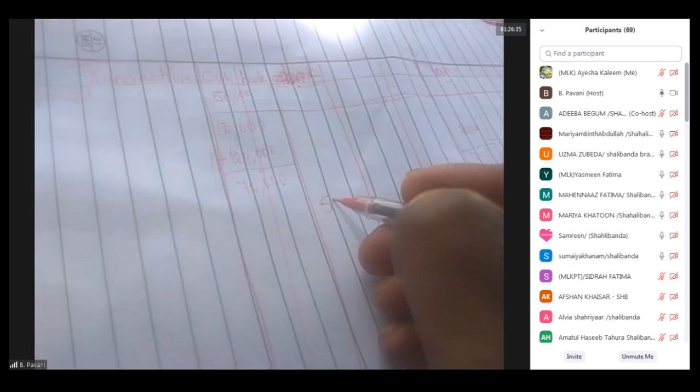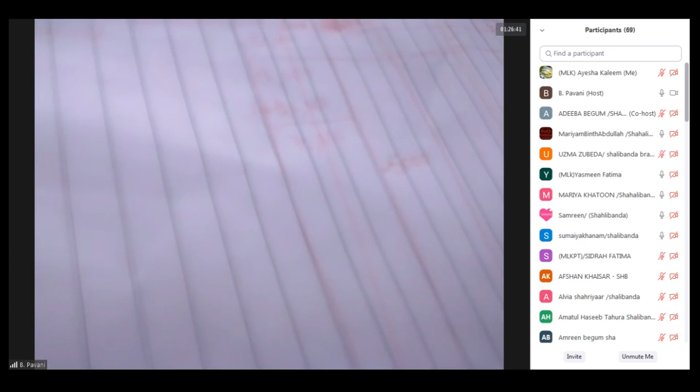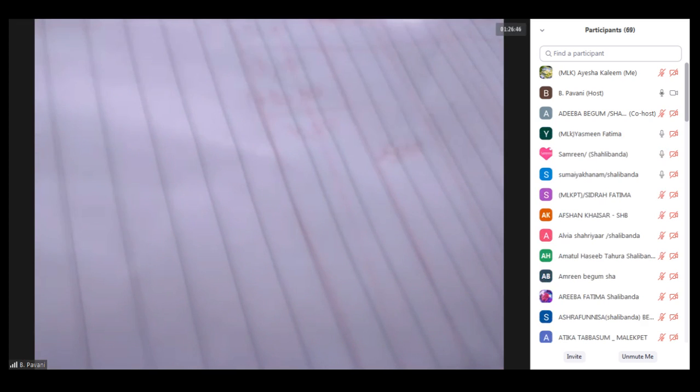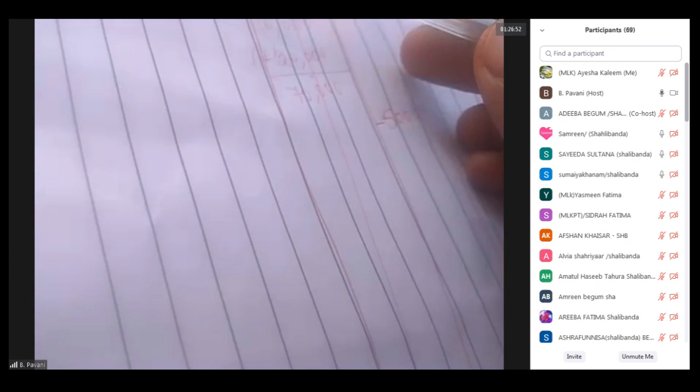That's why I am writing it as minus 5,000. Girls, please mute yourself. Already you're having some doubts in the accounting equation. Properly listen to this. So from the bank account, 5,000 is decreasing. When we are giving, the amount is decreasing. That's why I wrote it as minus 5,000.